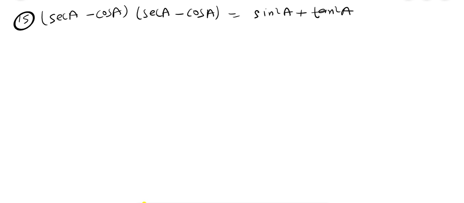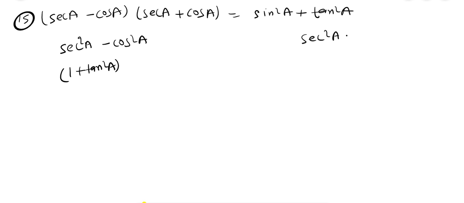So sec A minus cos A, how will I write this? Sec A minus cos A, plus actually. So sec square A minus cos square A, this is correct here. Now sec square A, I will write as 1 plus tan square A. I have told you clearly in the first video that sec square A minus tan square A is equal to 1.